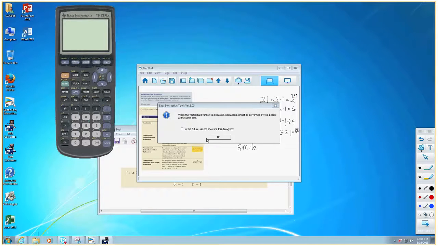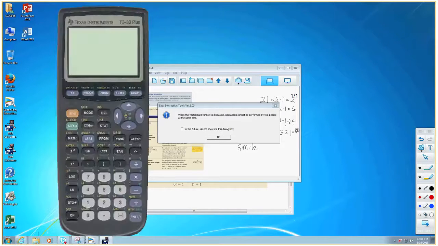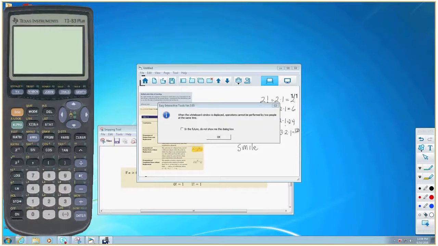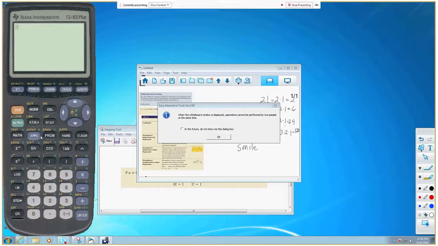And don't forget, if you need the TI-83, go to WabbitEmu. You can download this on your Android. Go to the Play Store and pull up Wabbit, W-A-B-B-I-T EMU. And if you've got an Android, you can download this calculator for free.